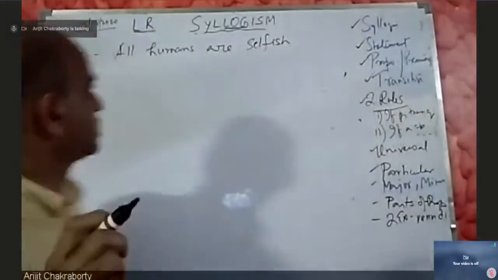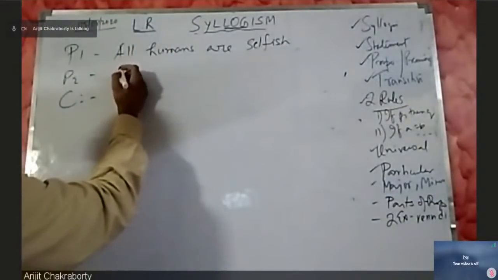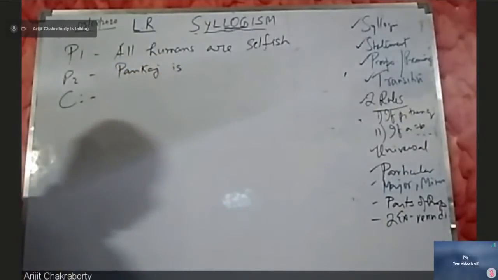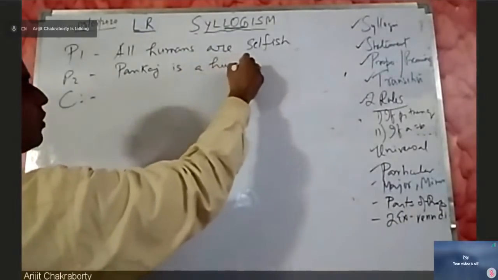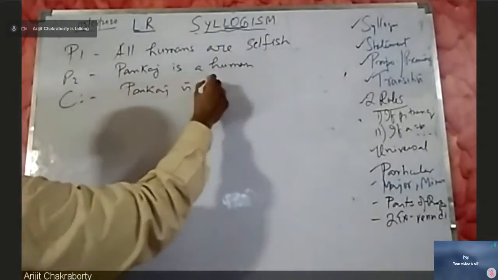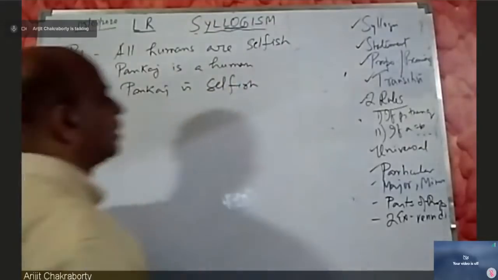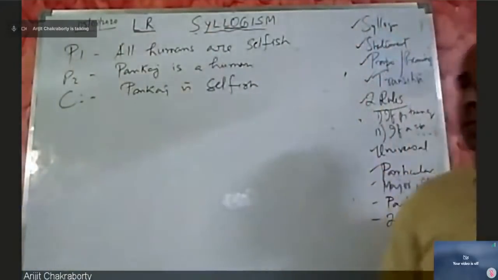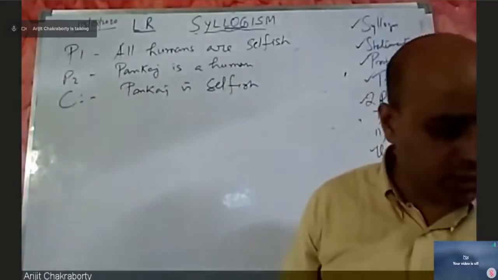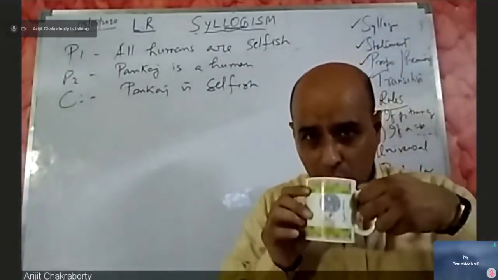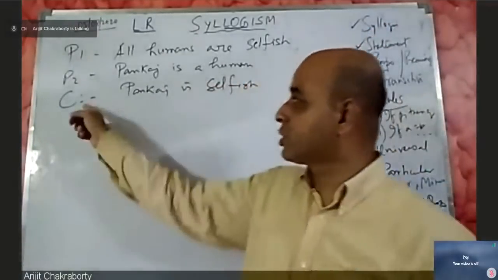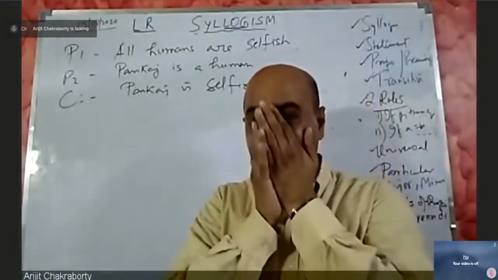The minor proposition is Pankaj is a human. And the conclusion is Pankaj is selfish. All humans are selfish, major proposition. Please also note all humans are selfish starts with the word all, which means it's a universal proposition. All humans are selfish. Pankaj is a human and the conclusion C is Pankaj is selfish. Is it valid? Let's draw.